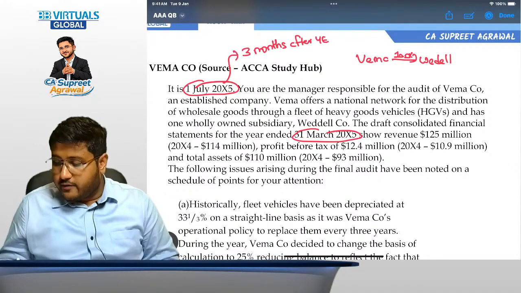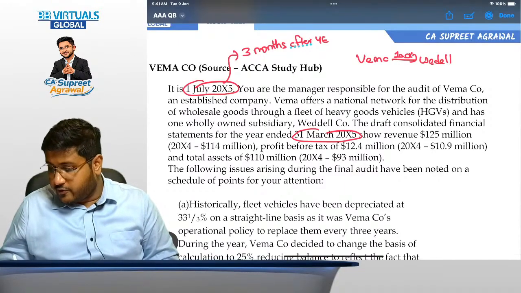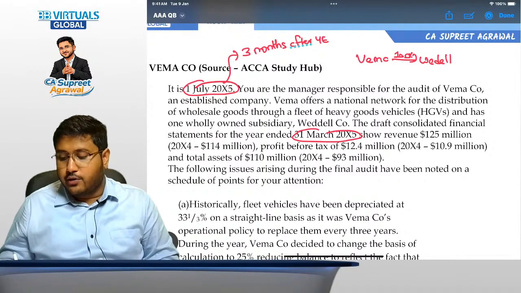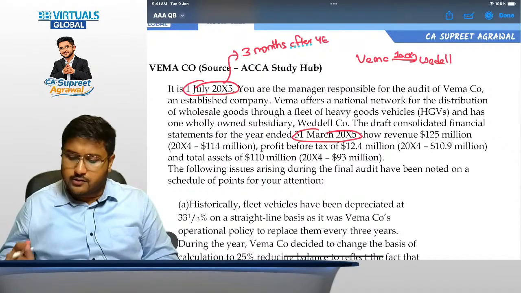Right. Show revenue of $125 million, and in 2024 it was $140 million. Profit before taxes of $12.4 million. In 2024 this was $10.9 million. So both have increased. And total assets of $110 million, and it was $93 million last year.